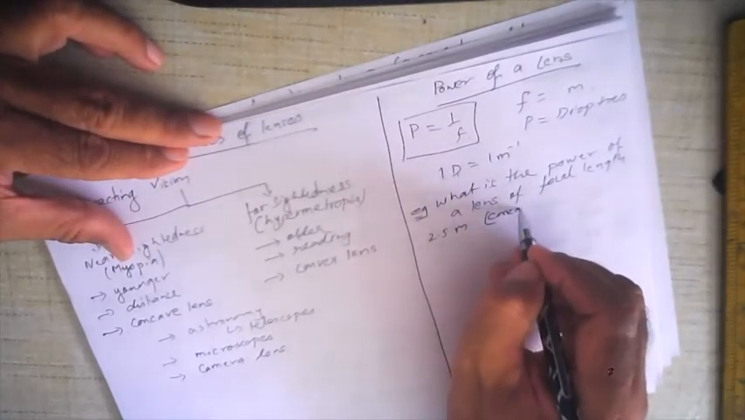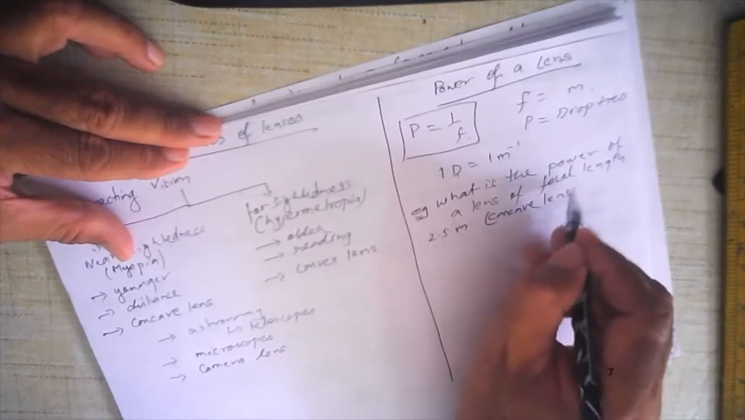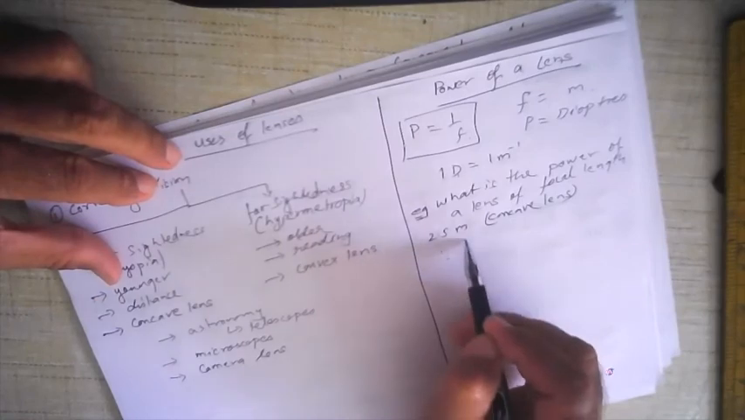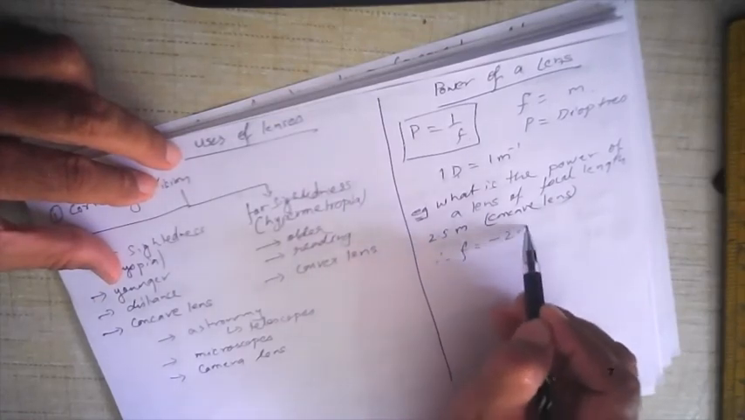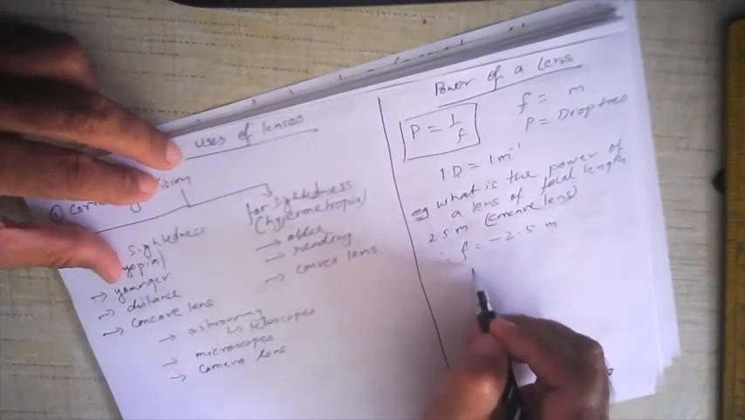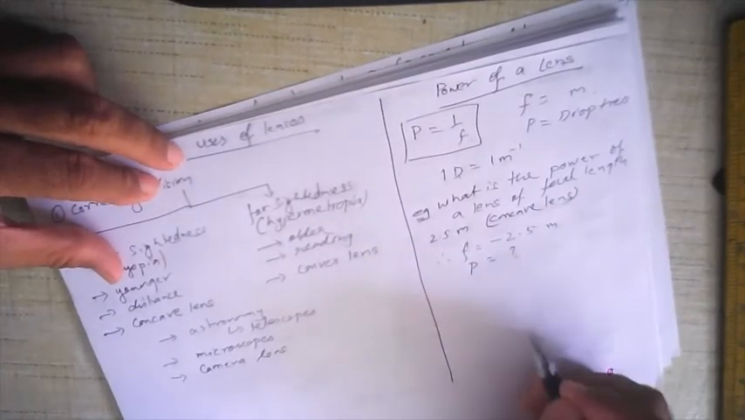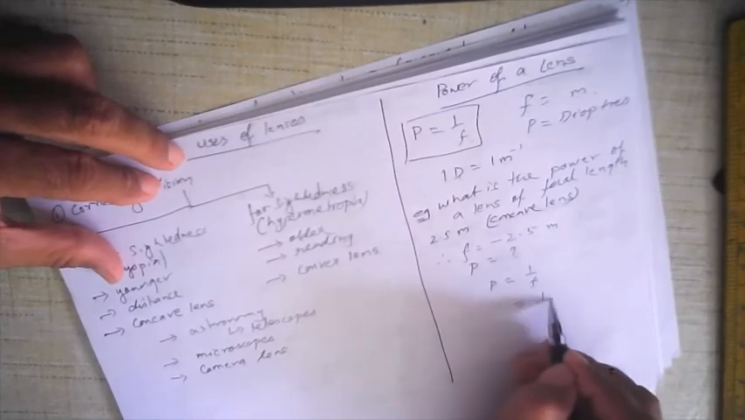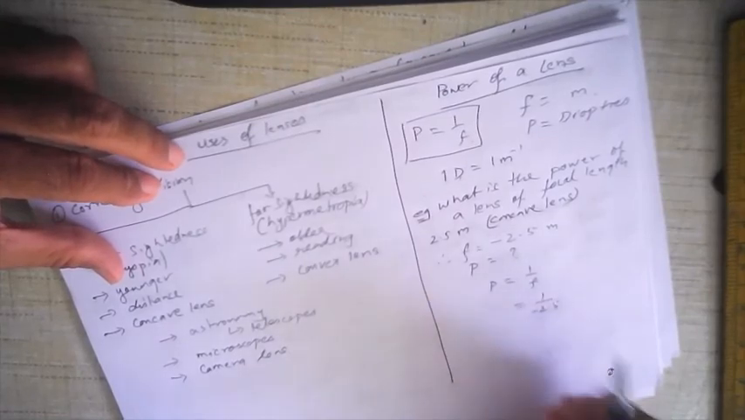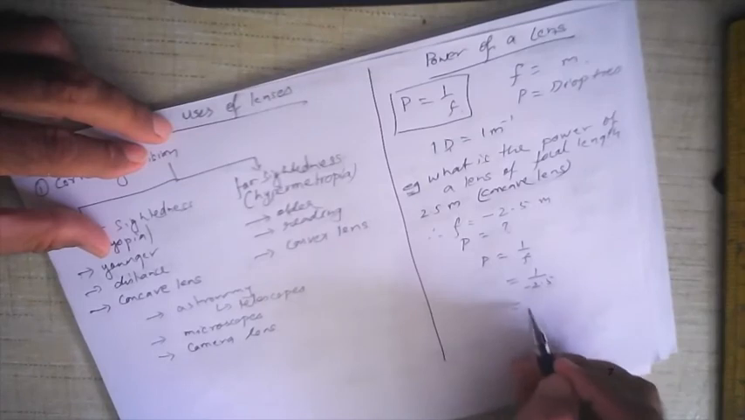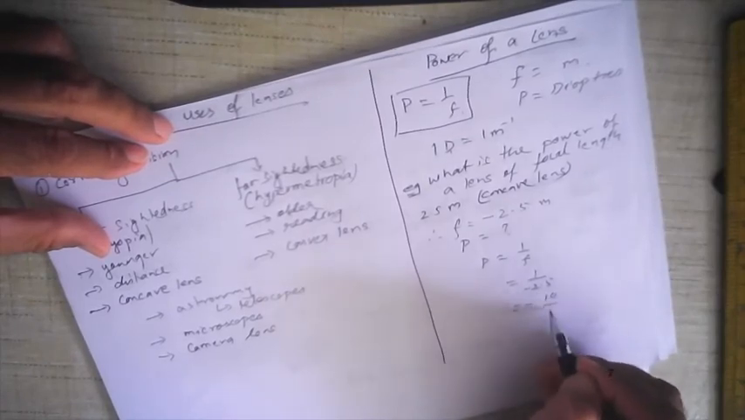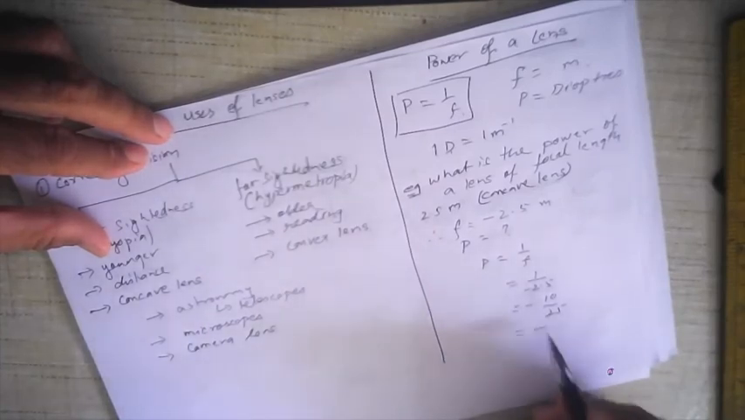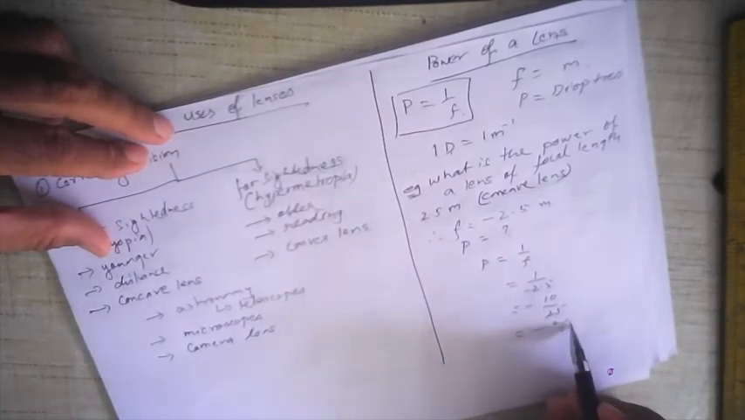Let us suppose this is a concave lens. For a concave lens the focal length is always negative, so F is equal to minus 2.5 meters. Power we want to find. The formula is power is equal to 1 upon F, so 1 upon minus 2.5, which is minus 10 upon 25. That means minus 5 2s are 10, 5 5s are 25.